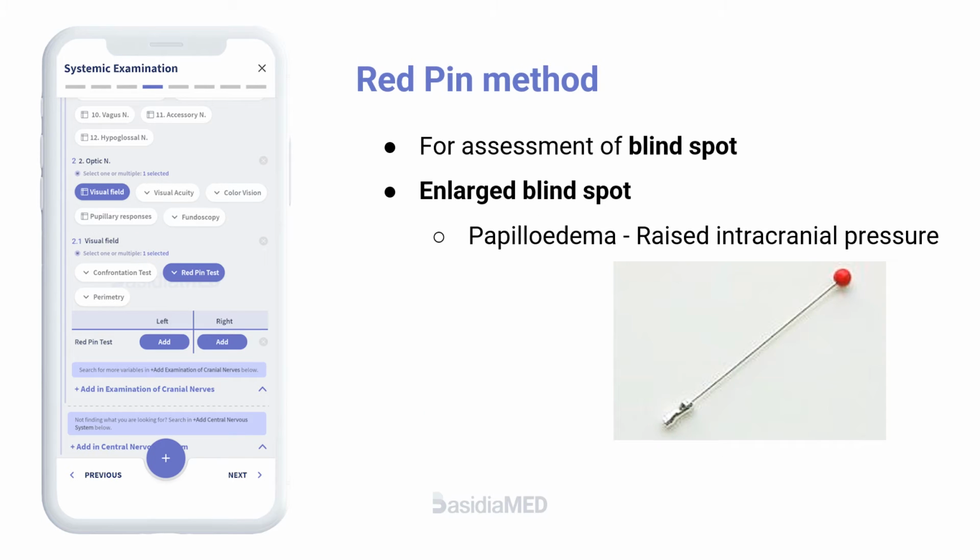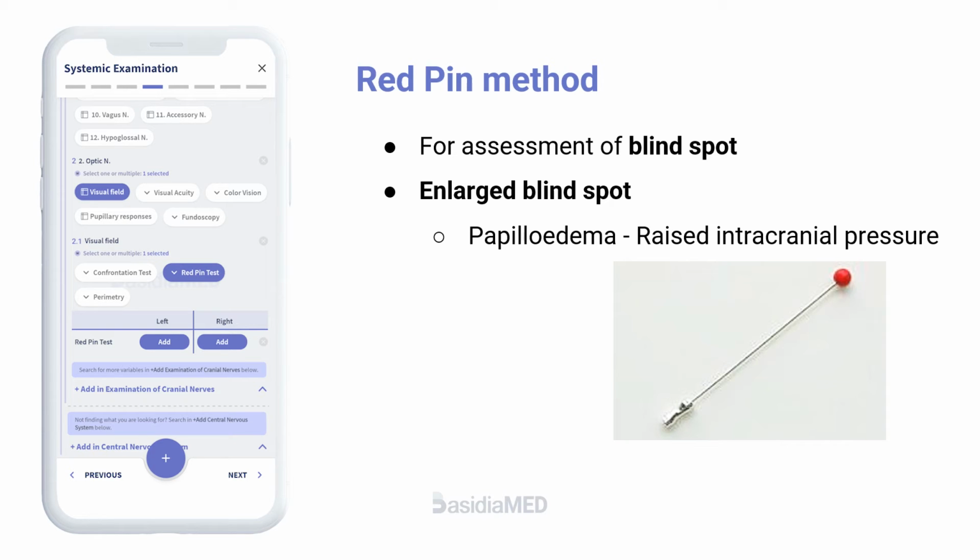Red pin test for the assessment of blind spot. Sit directly opposite the patient at a distance of around 1 meter. Ask the patient to cover one eye with their hand and focus on part of your face and not move their head or eyes during the assessment.